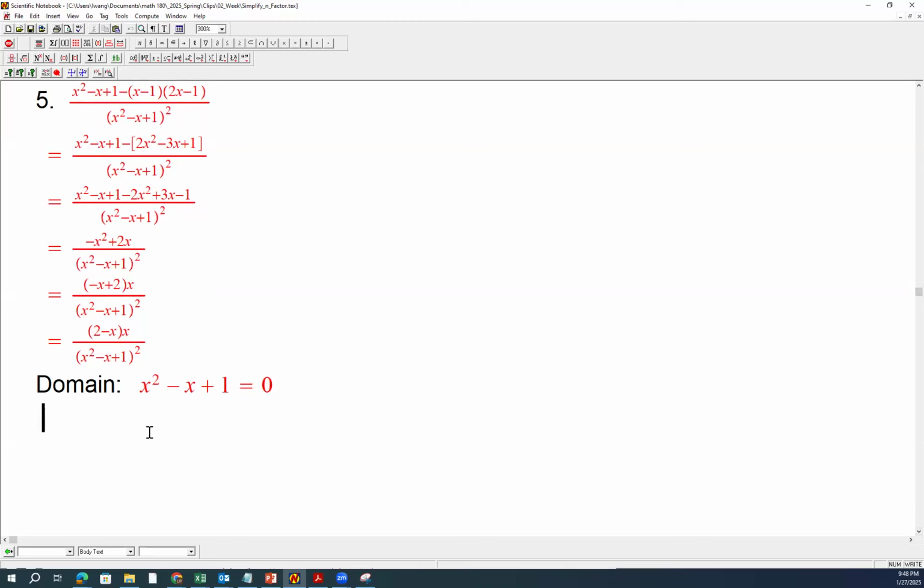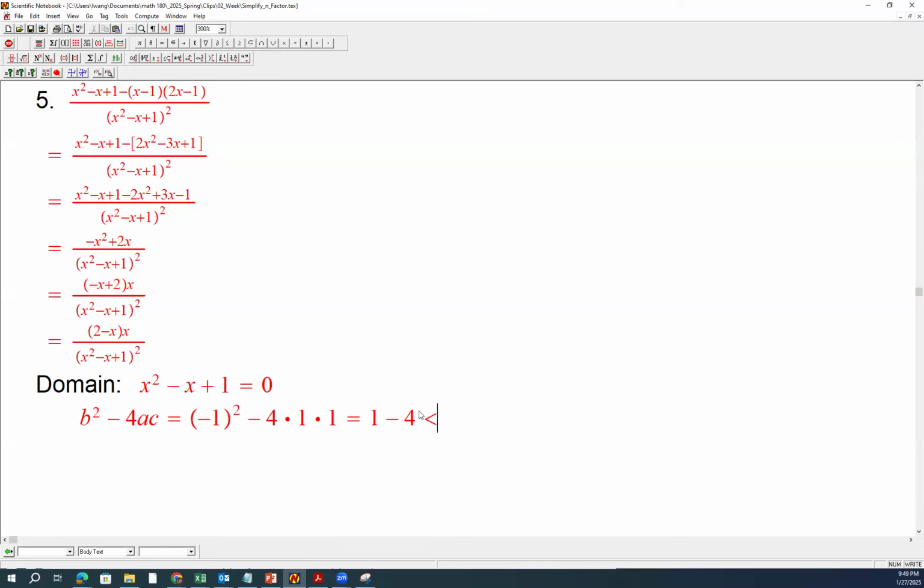But to solve this equation, we're going to use the quadratic formula, right? So we're going to look at b squared minus 4ac. In our case, b is negative 1, so negative 1 squared minus 4 times a is 1, c is 1. So this is actually 1 minus 4.